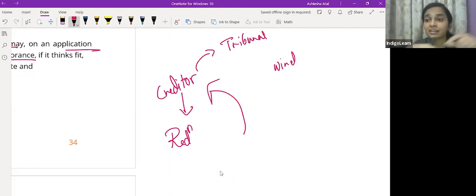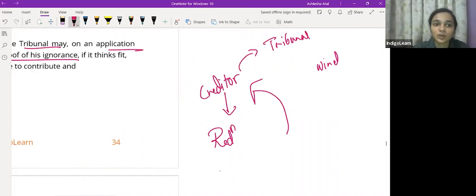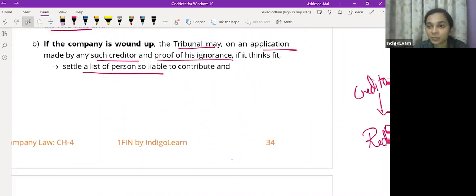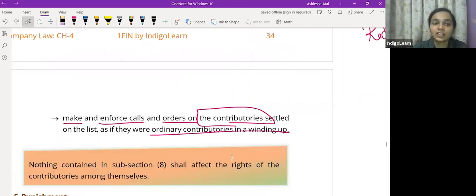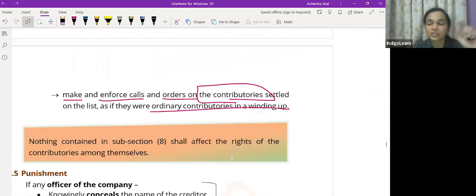Tribunal will then settle a list of people who would be liable to contribute and make and enforce calls, pass orders, so that the contributories, or rather the members of the company who are liable to contribute, they will contribute. So this is basically an exceptional situation which would arise in a case where a creditor's name is not entered in the list of creditors. ये points clear है?